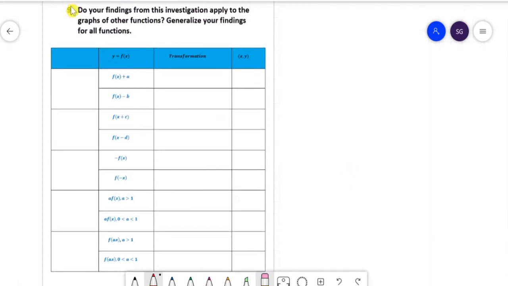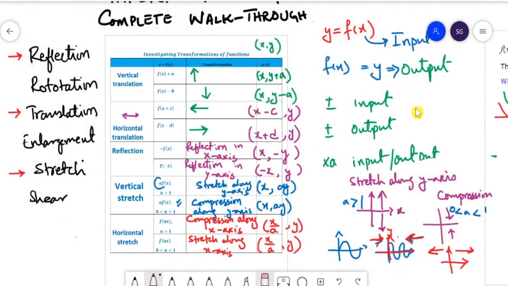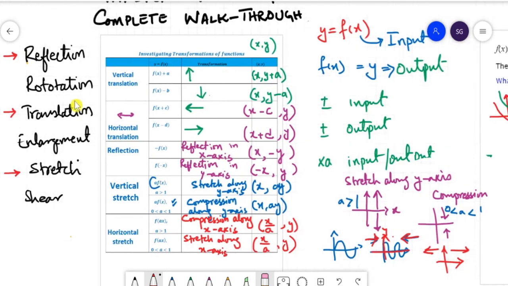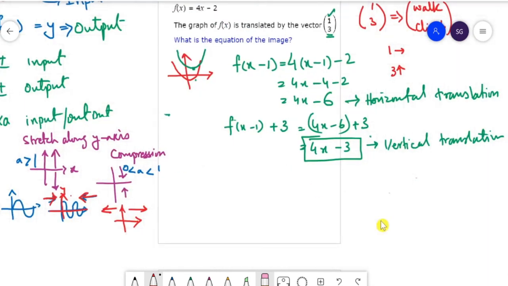Question number 9 says, do your findings from this investigation apply to the graphs of other functions? Generalize your findings. So these are the generalizations that we made: when do you have the vertical translation, when do you have the horizontal translation, reflection, vertical stretch, and horizontal stretch. I've already filled that in. Now let's move on to the last question.